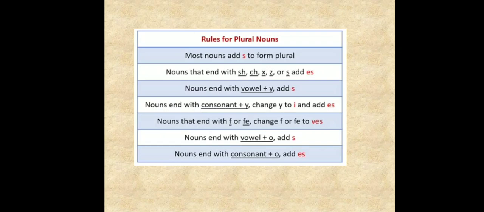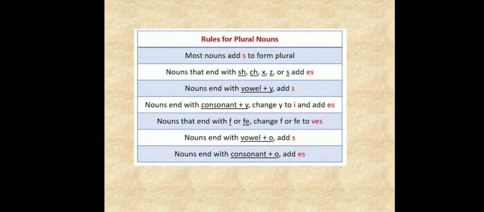Okay. Next we have nouns that end with F or FE. For example, leaf, thief. All these two words end with F. So we change that F to V and add ES. Okay, simple. For example, L-E-A-F, leaf, will become L-E-A-V-E-S, leaves. Thief, T-H-I-E-F, will become thieves, T-H-I-E-V-E-S.